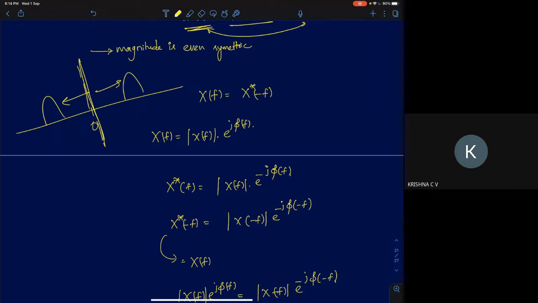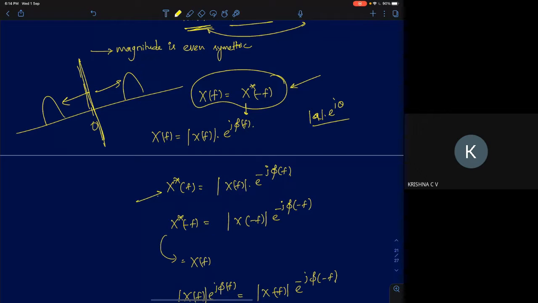The second property: what about its phase? What kind of function will the phase be? Any complex number can be represented by its magnitude and phase. Since the Fourier transform is a bunch of complex numbers, x of f can be represented by its magnitude and phase for different frequencies. So x of f is mod of x of f times e power j phi of f. This condition holds true for a real signal: x of f will be equal to x conjugate of minus f.